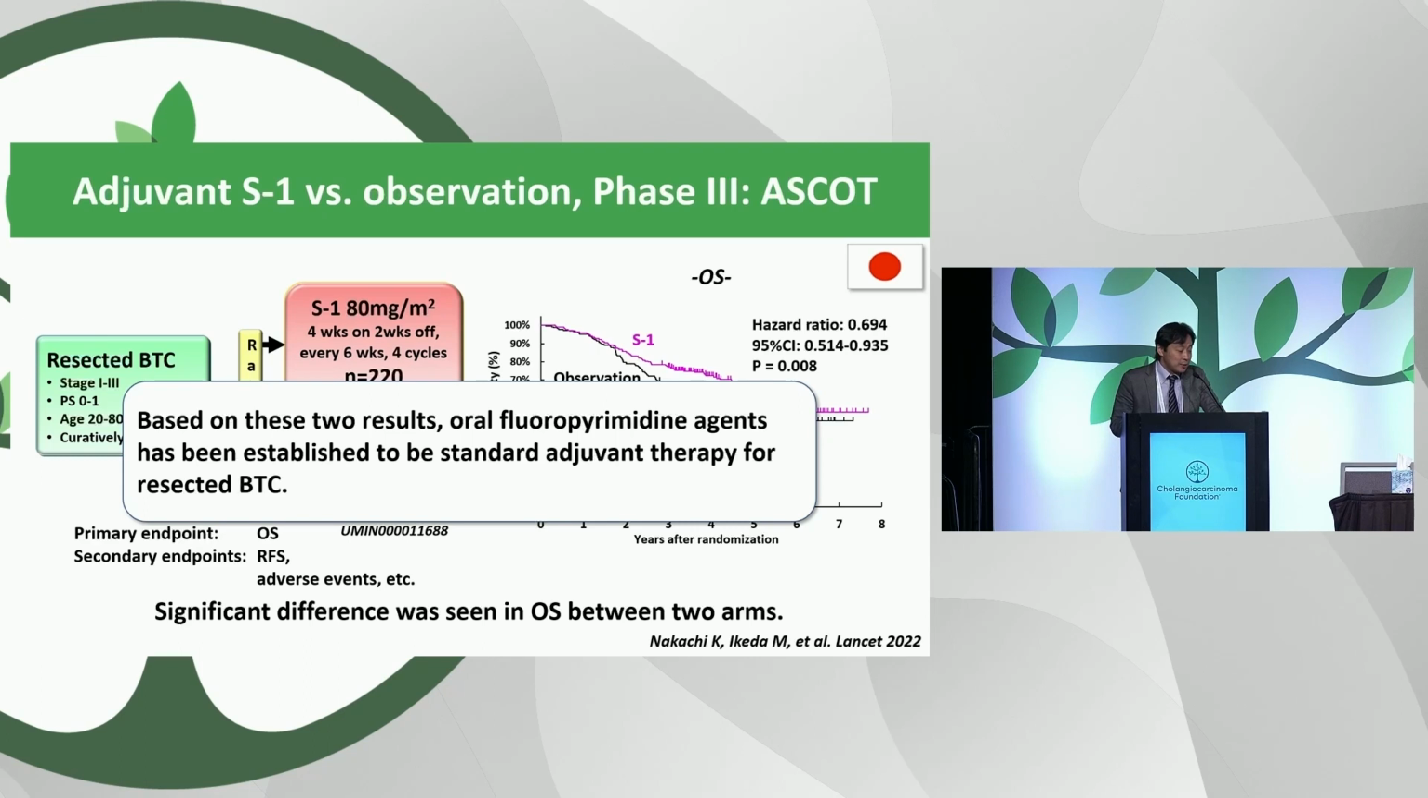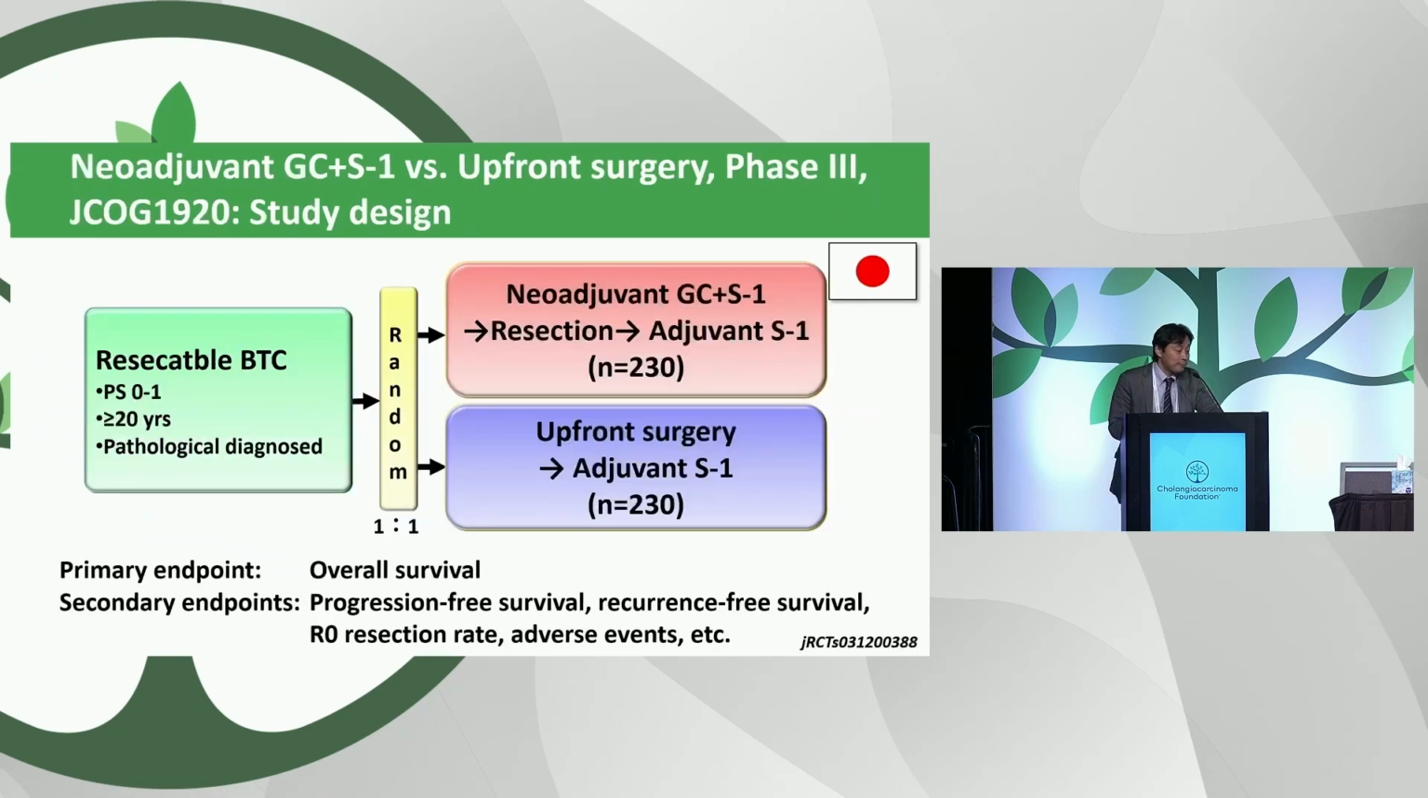Based on these two results, oral fluoropyrimidine agents have been established as a standard adjuvant therapy for resected biliary tract cancer. So adjuvant therapy was established. We moved to the development of neoadjuvant therapy. This is the study design of neoadjuvant GEM-CIS plus S1 versus upfront surgery, the JCOG 1920 trial.